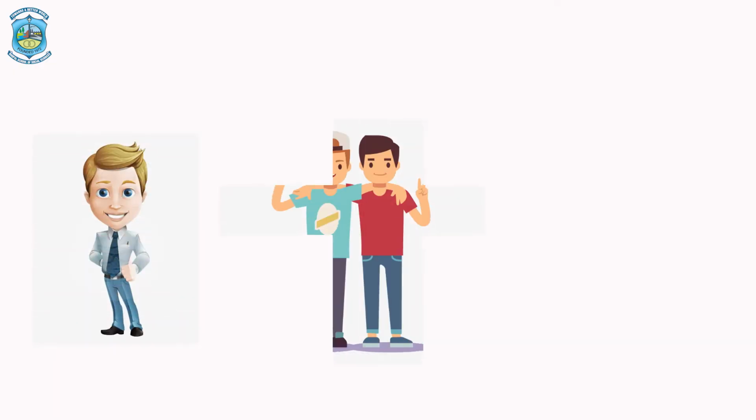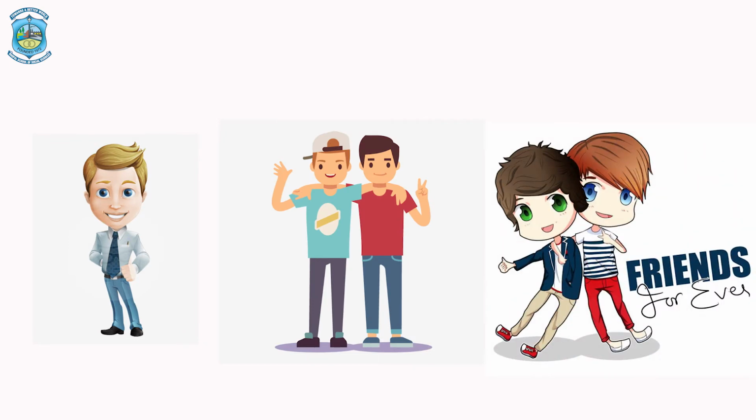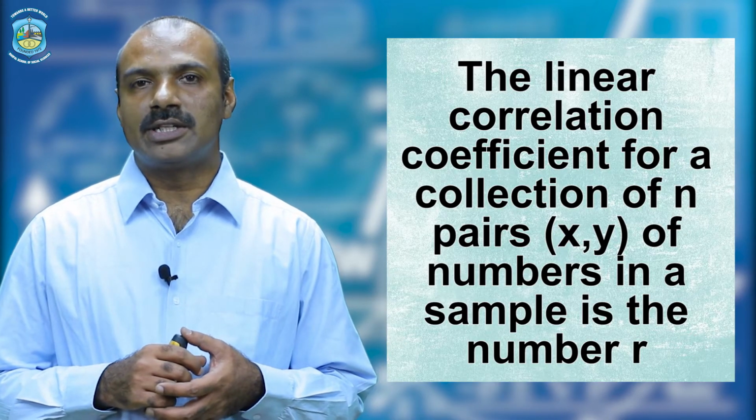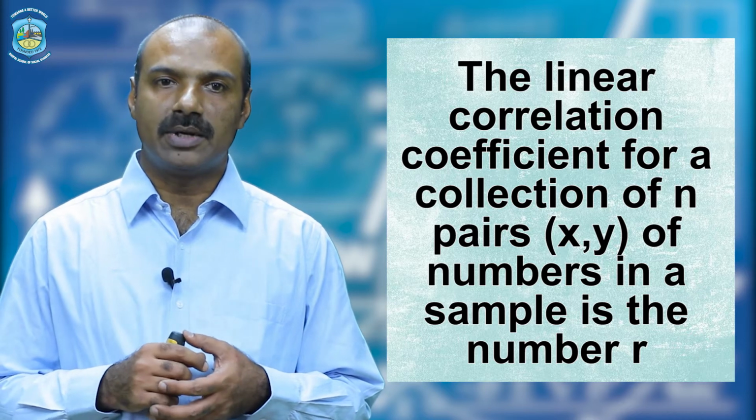By extent, we mean, for example, if I say he is my friend, he is my good friend, and he is my best friend, the intensity level of the relationship is different in these three statements. This we are trying to find out with the help of r, that is, the coefficient of correlation. So we understood the meaning of linear relationship, that is, a relationship between two variables.